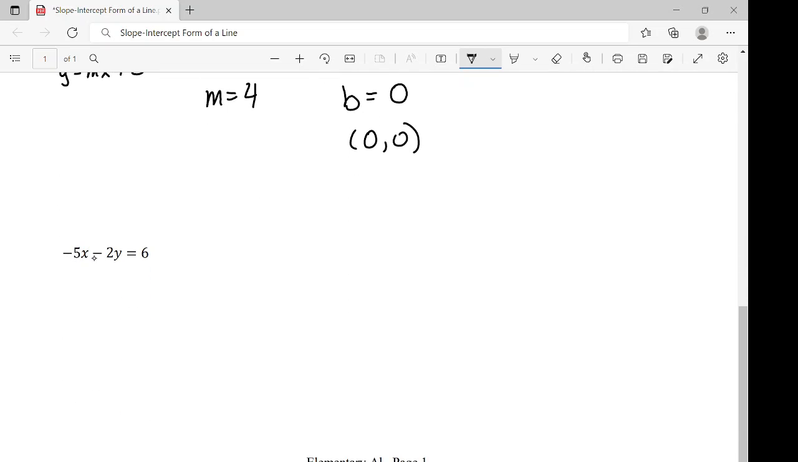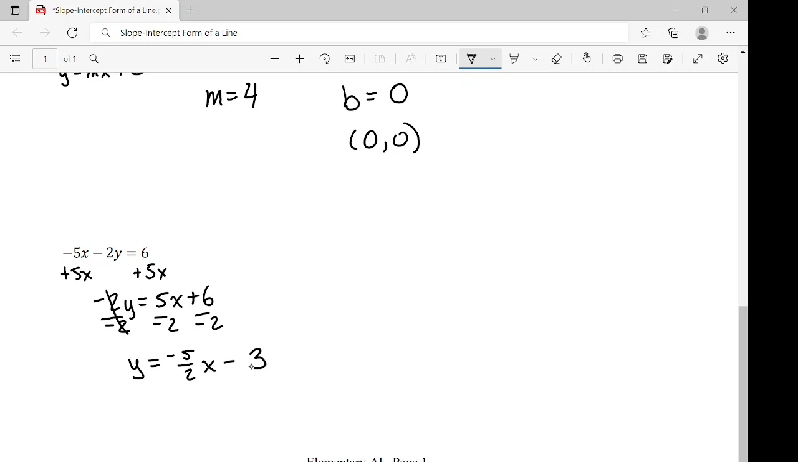Finally, we have -5x minus 2y equals 6. Not in the form we want, so I'm going to add the 5x over to both sides. So I'm going to get -2y equals 5x plus 6. And I need to get rid of the -2 here, so I'm going to divide every term by -2. Cancels that out here, so I'm going to end up with y equals -5/2 x minus 3.